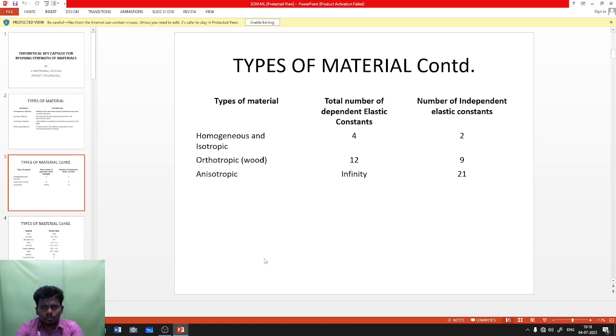Now we are going to see the types of materials related to the total number of dependent elastic constants and the number of independent elastic constants. For homogeneous and isotropic materials, there are 4 dependent elastic constants and 2 independent elastic constants. For orthotropic, there are 12 dependent and 9 independent elastic constants. For anisotropic, there are infinite dependent elastic constants and 21 independent elastic constants.